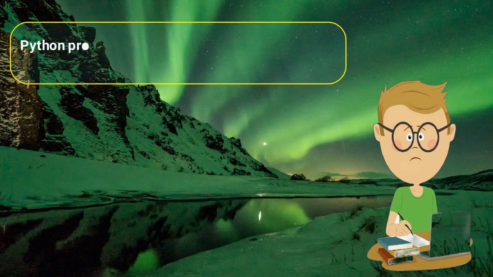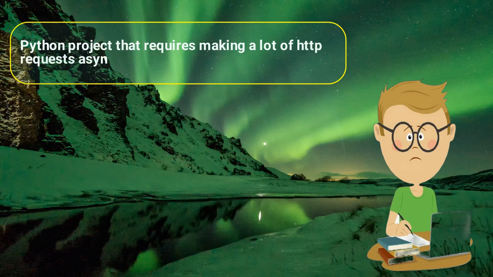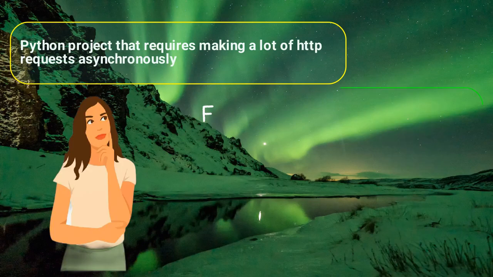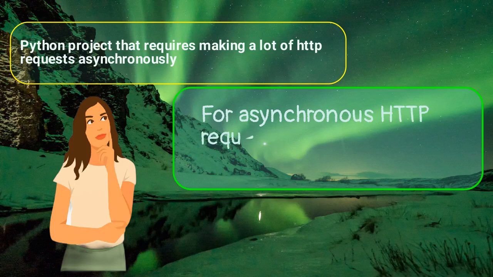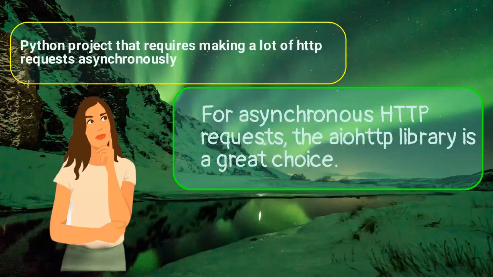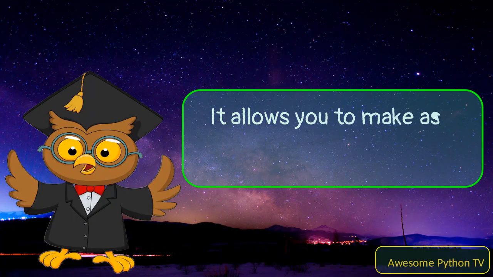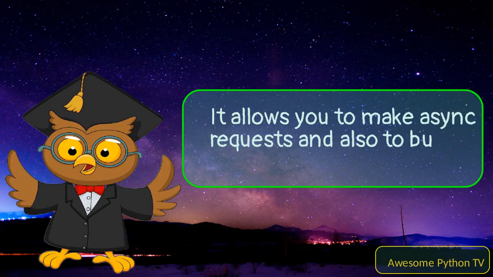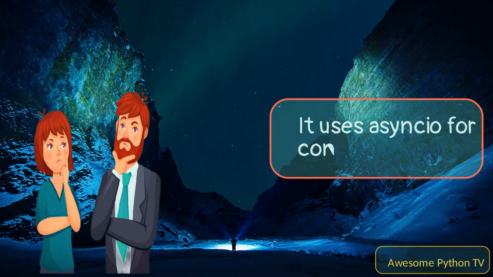I'm working on a Python project that requires making a lot of HTTP requests asynchronously to speed things up. What library should I use? For asynchronous HTTP requests, the aiohttp library is a great choice. It allows you to make async requests and also to build servers. It uses asyncio for concurrency.